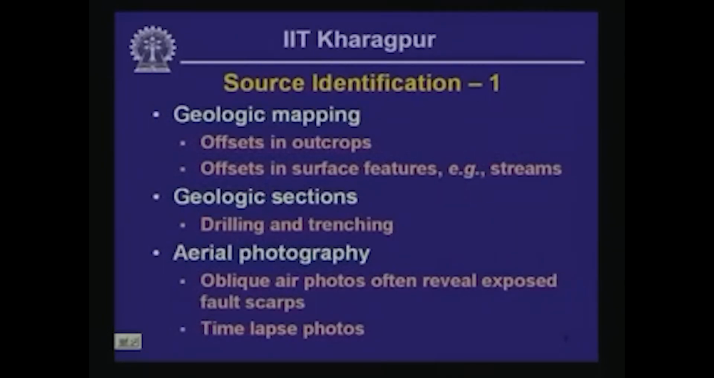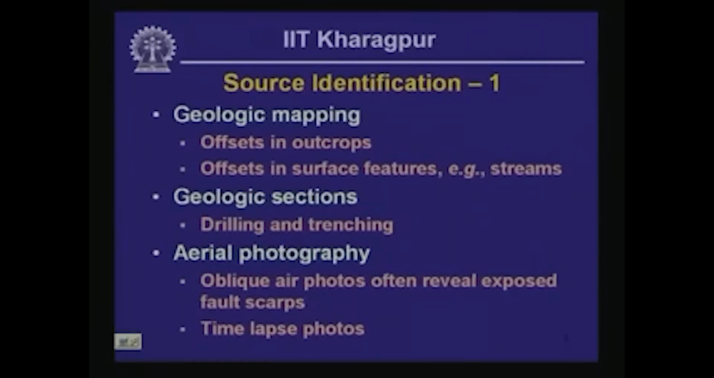Now, source identification. The procedures typically followed by engineering geologists for identifying sources are discussed here. First of all, geologic mapping is one of the important sources of information for identifying sources. What you can see here is an offset in outcrops of two different types of rocks.